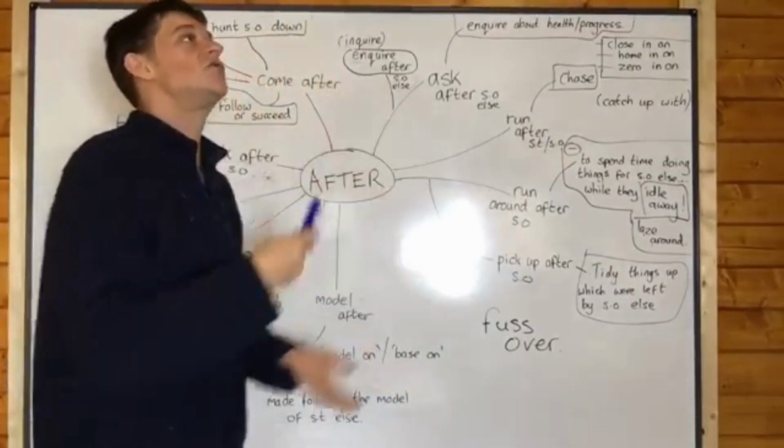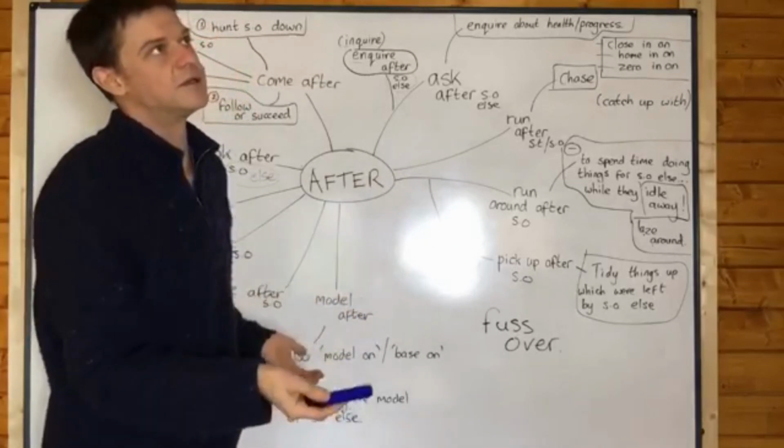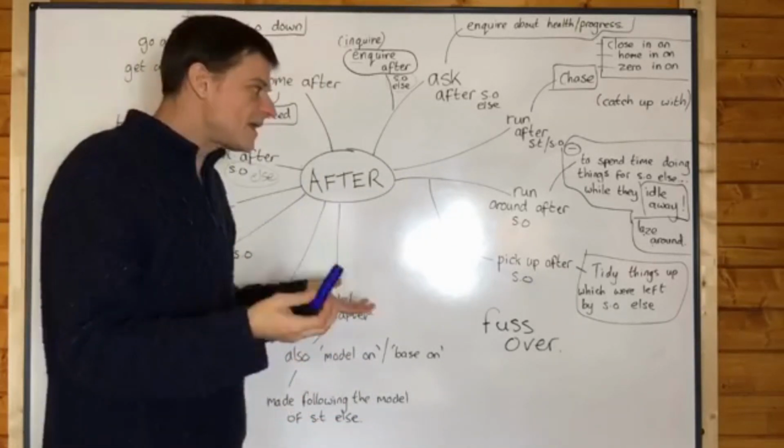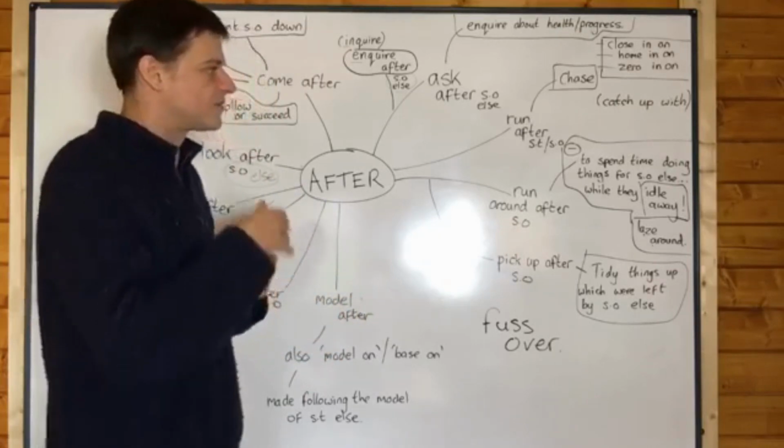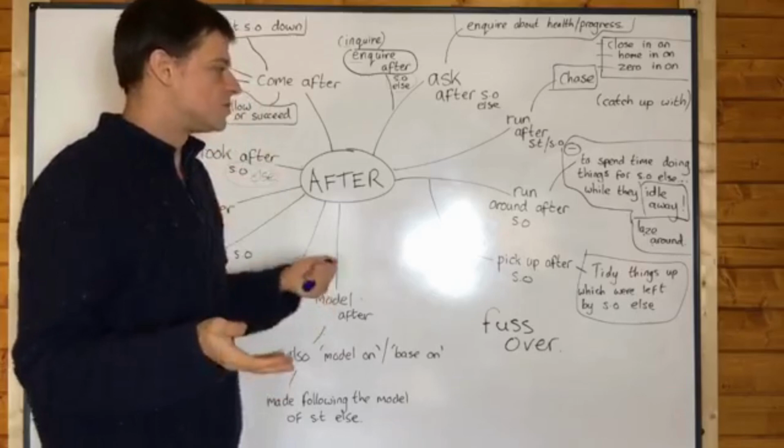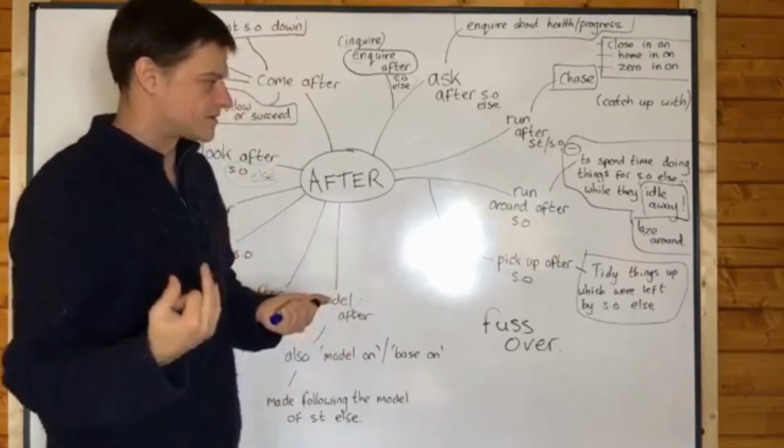You might say, "She's always running around after her husband." If the husband is very lazy around the house and never does any jobs around the house and the wife does all the jobs, you could say she's always running around after her husband.